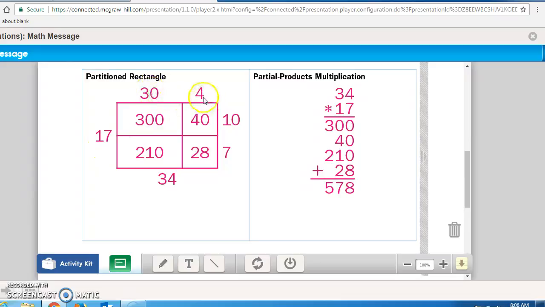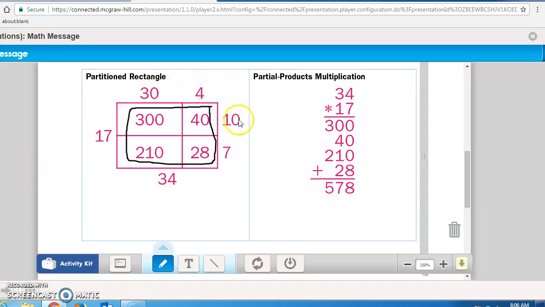When I add 30 plus 4, that gives me the original 34. So in order to figure out my answer for this problem, I would have to add 300 plus 40. Remember, all I'm adding is what's in here. What's on the outside are the numbers that I use to multiply. So if I add 300 plus 210, I have 510. If I add 40 plus 28, I have 68, for a total of 578. That's my answer for that problem.